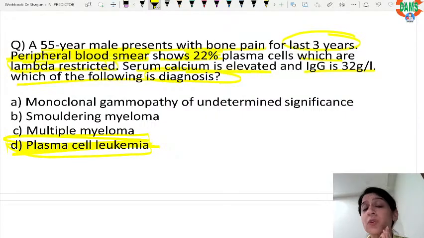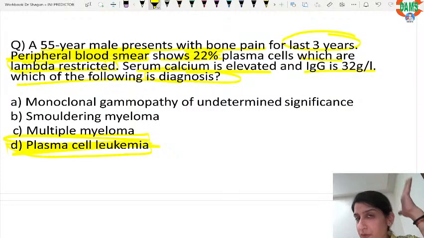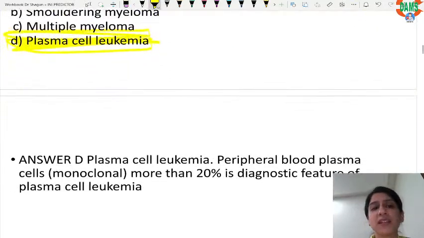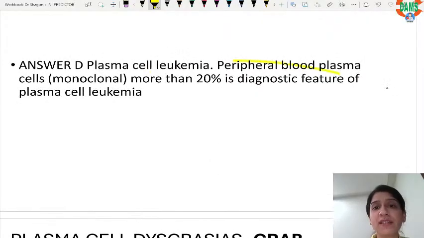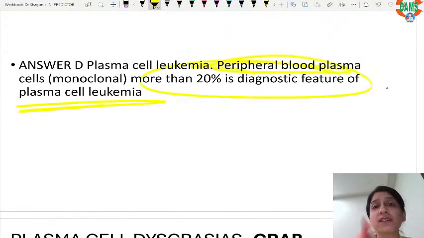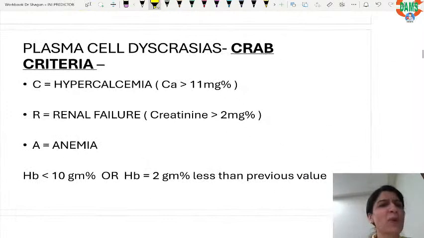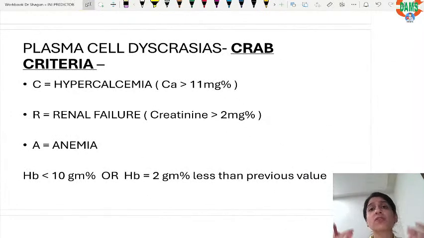Please, I do not want any confusion now. There should be no mistake. More than 20% plasma cells in peripheral smear, straightforward. Answer is plasma cell leukemia. Students who attend my lecture, they know this, that I always repeatedly say, please, no mistake. And I have talked about this topic, so let's cover a 360-degree approach to this topic. We will complete everything.